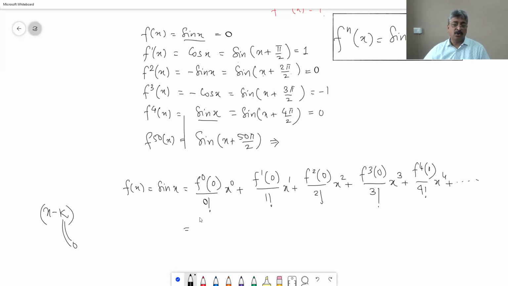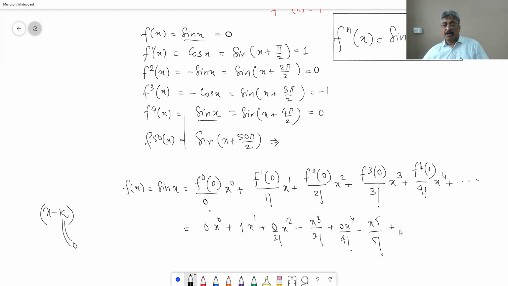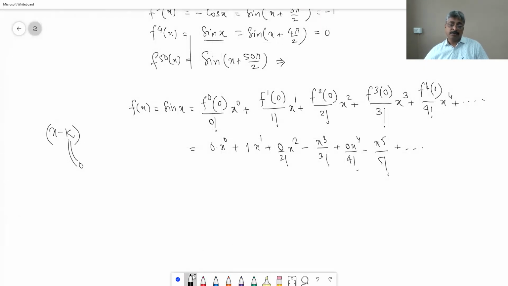This is 0. So 0 into x raised to 0 plus 1 into x raised to 1 minus x square by 2 factorial plus, the next one is 0, so 0 into x, plus 0 upon 2 factorial x square minus x cube upon 3 factorial plus 0 x fourth upon 4 factorial minus x fifth upon 5 factorial and so on, which makes it equal to x minus x cube by 3 factorial.